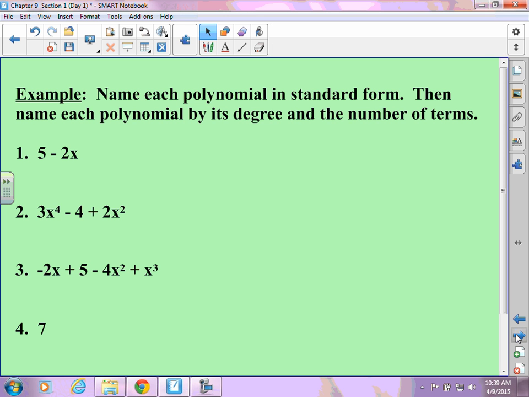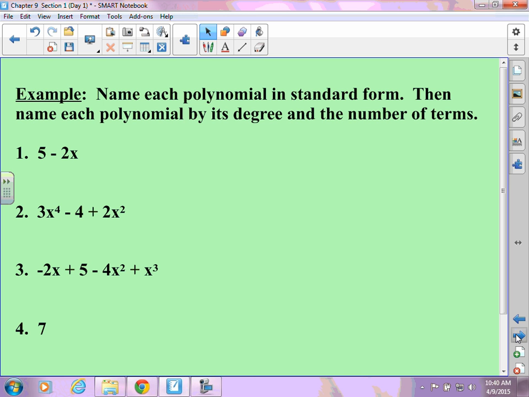We're going to name each polynomial in standard form. What that means is I got to make sure I line up all my exponents. Essentially that was what I got to do. Then it asks me to name it by the degree and the number of terms. In other words, first name, last name. Okay? So let's take a look at this first one.